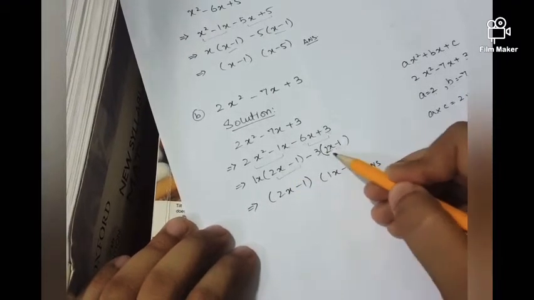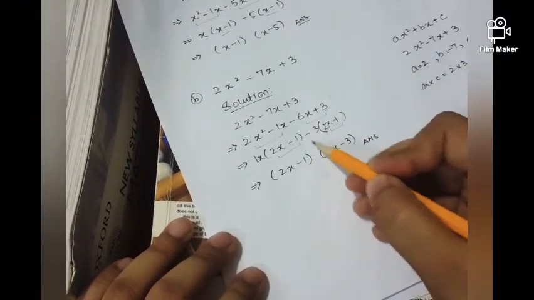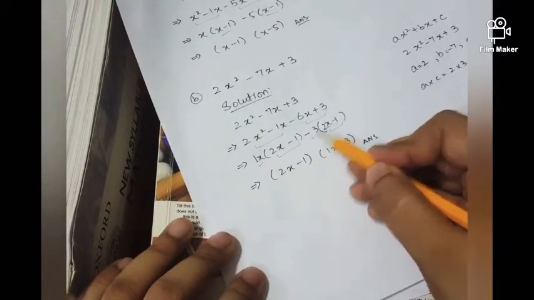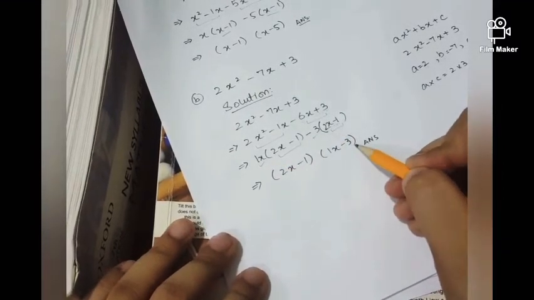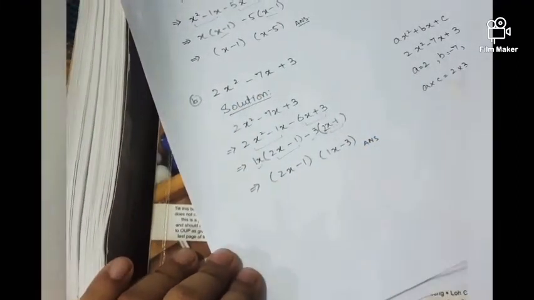Now see, these two brackets are same, 2x minus 1, it means my breaking is correct. Now I am going to be left with 1x and minus 3. So these are my factors for 2x square minus 7x plus 3. Okay.